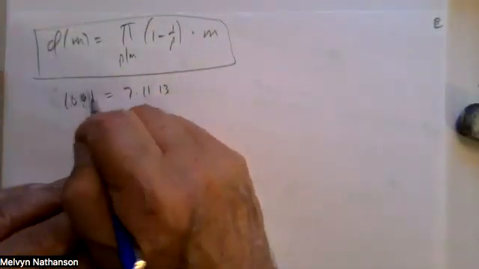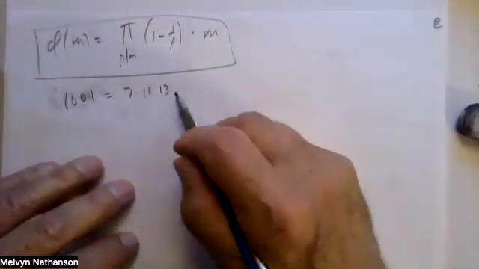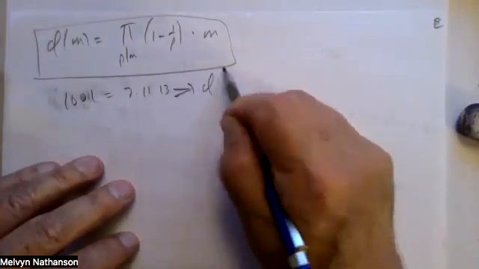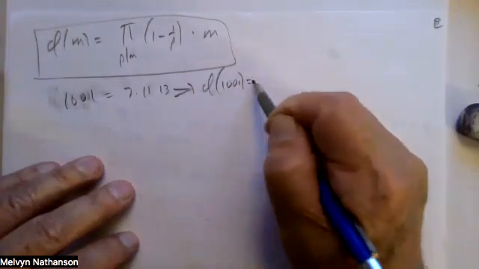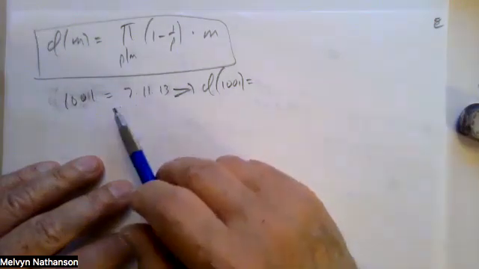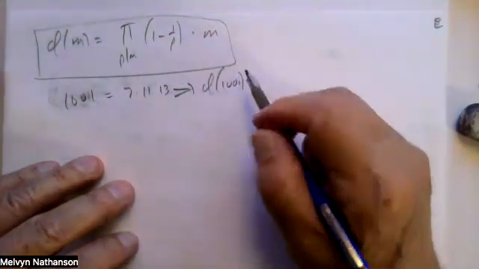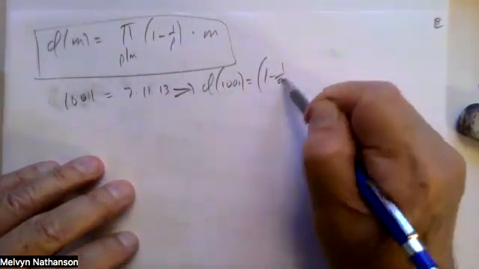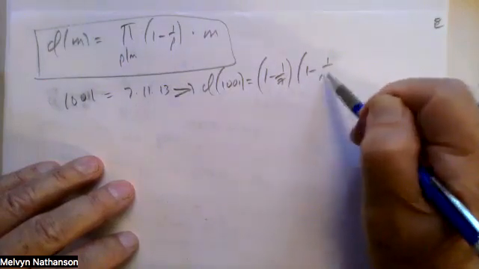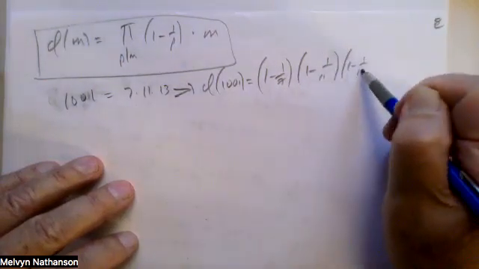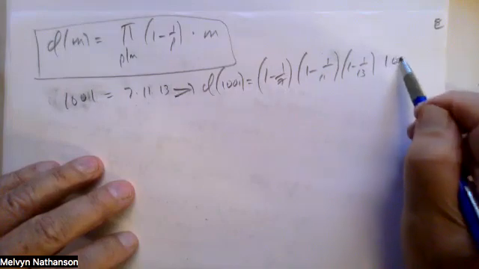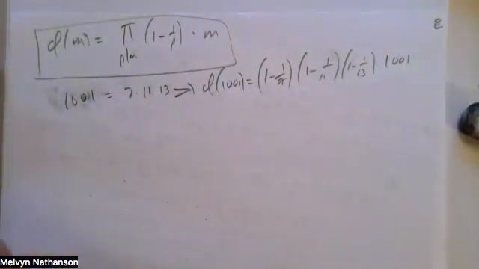1,001 is 7 times 11 times 13. So phi of 1,001, what are the primes that divide 1,001? Well, 7, 11, and 13. So we get 1 minus 1 over 7, 1 minus 1 over 11, 1 minus 1 over 13, times 1,001.